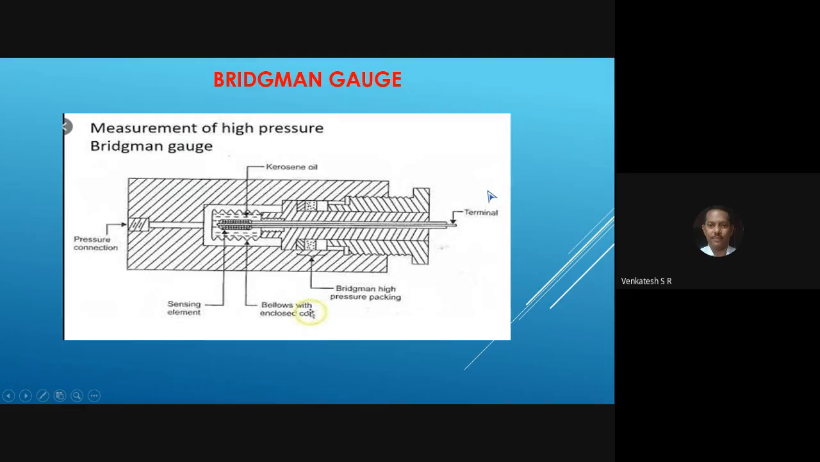So this is the Bridgeman gauge used for measuring of low pressure, which ranges from 0 to 500 kg per millimeter square or 0 to 1000 kg per millimeter square. All of you, please write down the question.